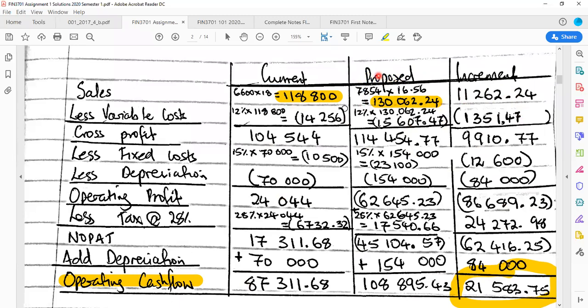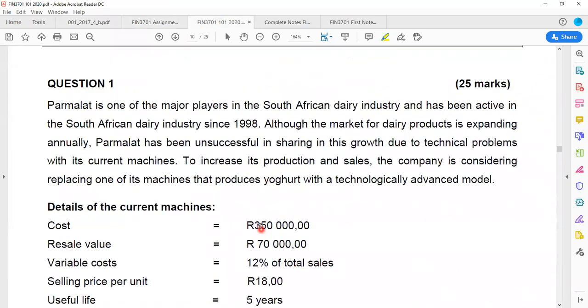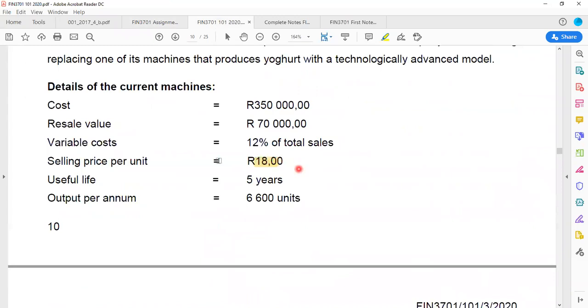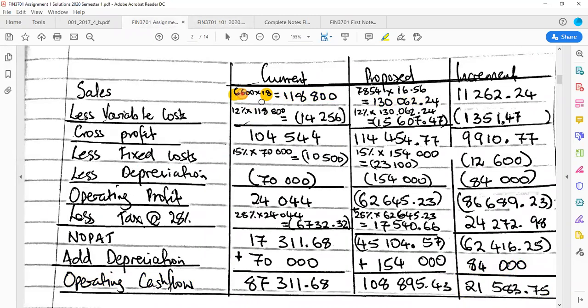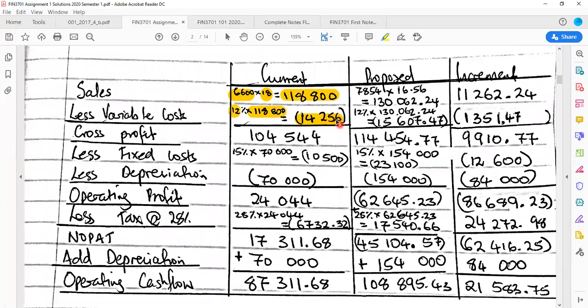According to the question, we were told that currently the selling price per unit is 18 Rand, and that the variable cost is 12% of sales. So I took the number of units currently being produced, which is 6,600, multiplied by 18, and that gave me the sales. Then 12% of the sales gave me the variable cost. Sales minus variable cost gives us the gross profit. Then I subtracted the fixed expense.